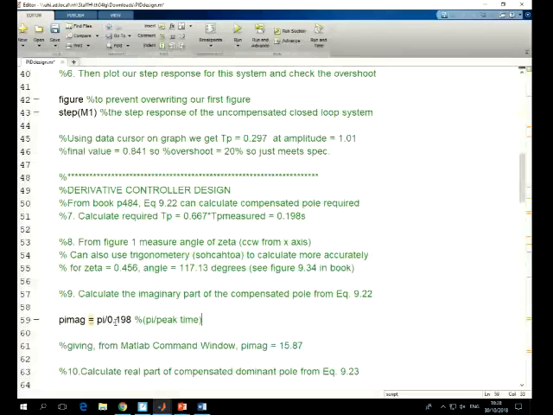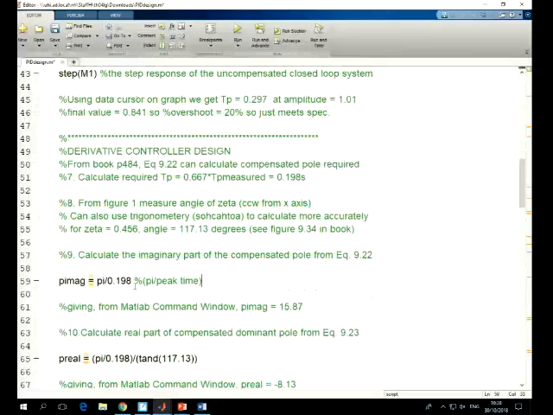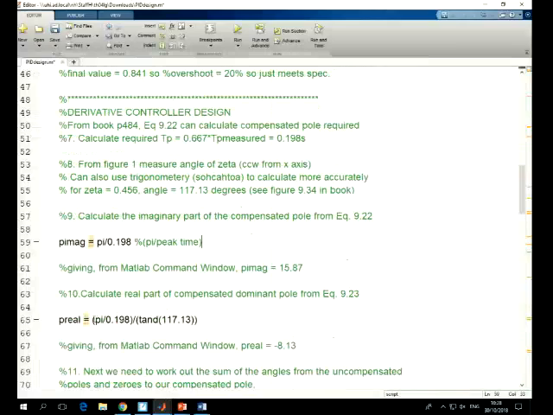You won't be using this pi over 0.198. You'll be using pi over peak time. So that gives us a value. That's the imaginary axis value coordinate of that compensated pole. And then you can work out the real part, again, using the same sort of idea. This equation actually is P imaginary divided by tan of the angle, yeah, that you just calculated.